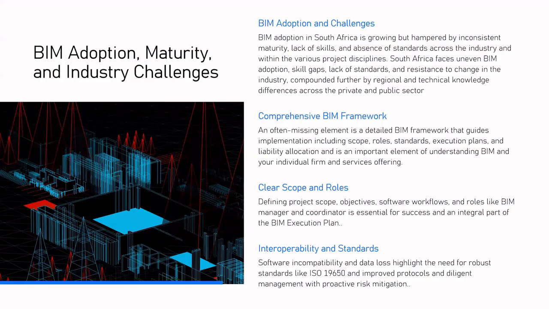From a BIM framework perspective, an often missing element is a detailed BIM framework that guides implementation, including scope, roles, standards, execution plans, liability allocation, and these are all important aspects in terms of understanding BIM and your individual firm and service offering. So, clear scope and roles. Again, given the varied maturity level across the industry in South Africa, what we see is that certain areas lack a clear scope and roles.